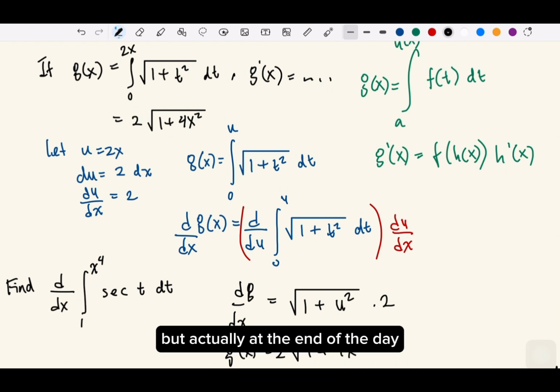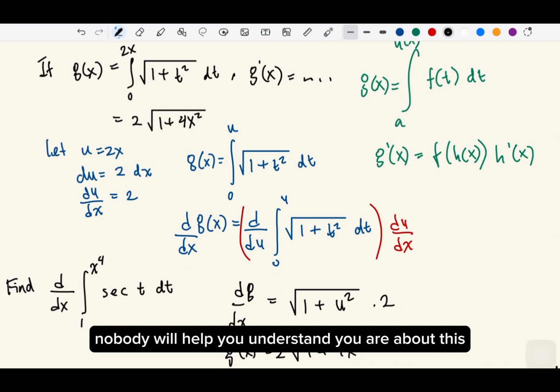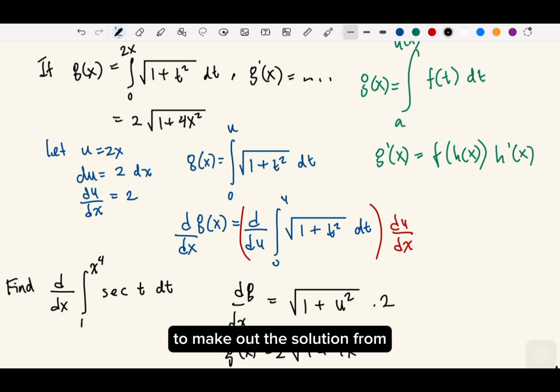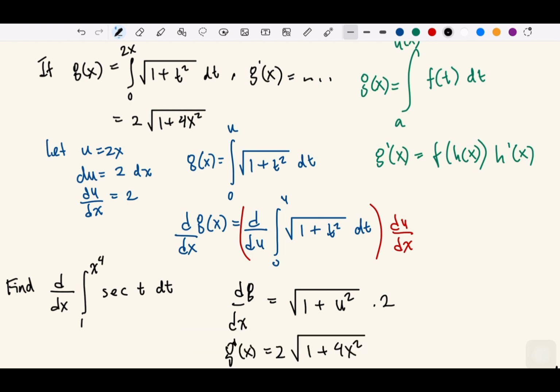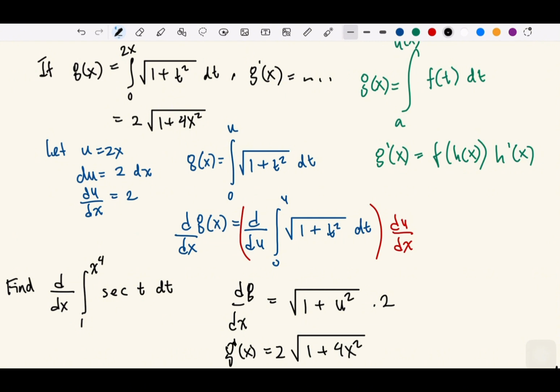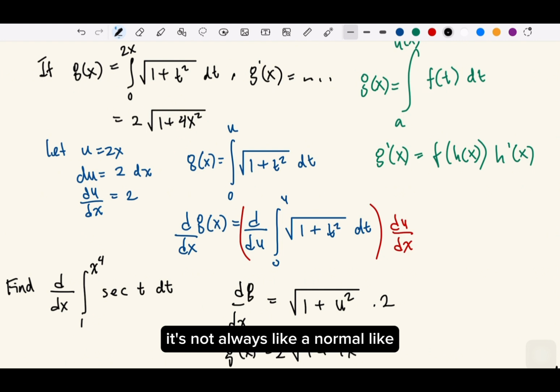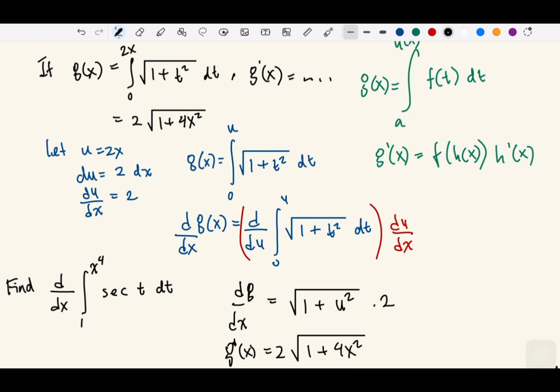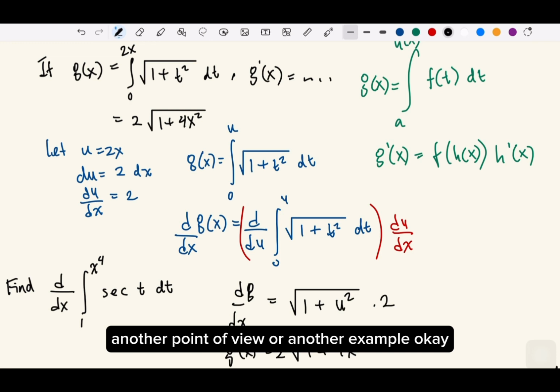Okay. But actually, at the end of the day, no matter how well you understand this, you will always find a pattern to identify how to solve this, based on what we have done here. You don't really need to know what's happening with this and that, as long as you know that every time you substitute the endpoint here, and then multiply with the chain rule of this, you will always get the answer. The problem is sometimes it's not always a normal integration like this. Let me give you another point of view, or another example.